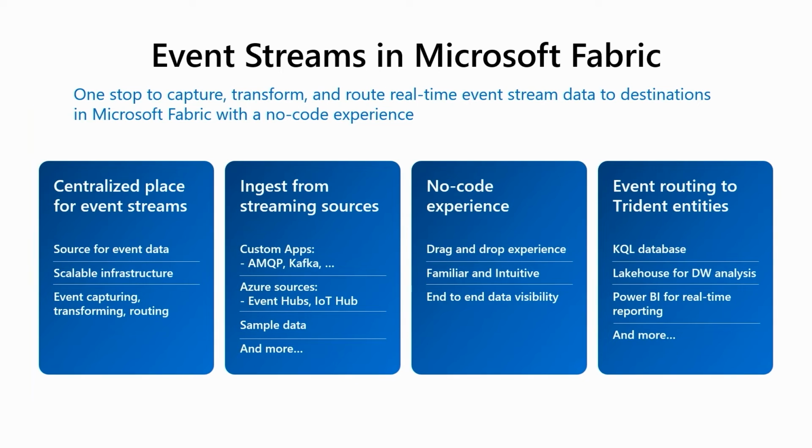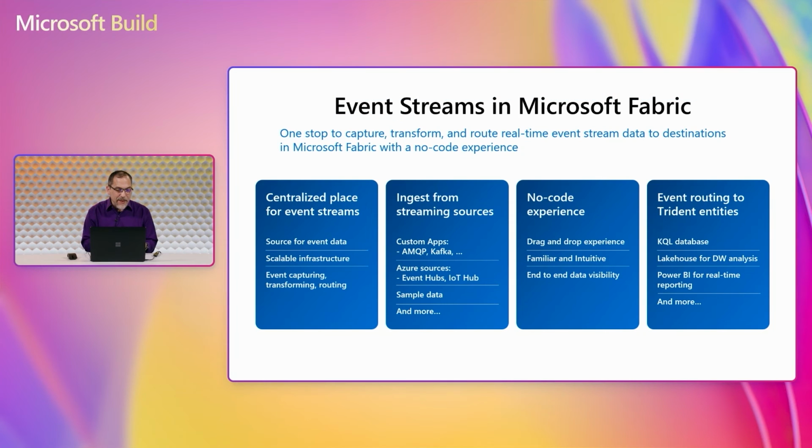So event streams in Microsoft Fabric is one stop to capture, transform, and route real-time event stream data to destinations in Microsoft Fabric with a no-code experience. It'll be a centralized place for event streams, so all of it's the source for all of your event data. We'll have scalable infrastructure, so you don't have to worry about scaling each of the components separately. It's all part of the Microsoft Fabric capacity. It'll handle event capturing, transforming, and routing.